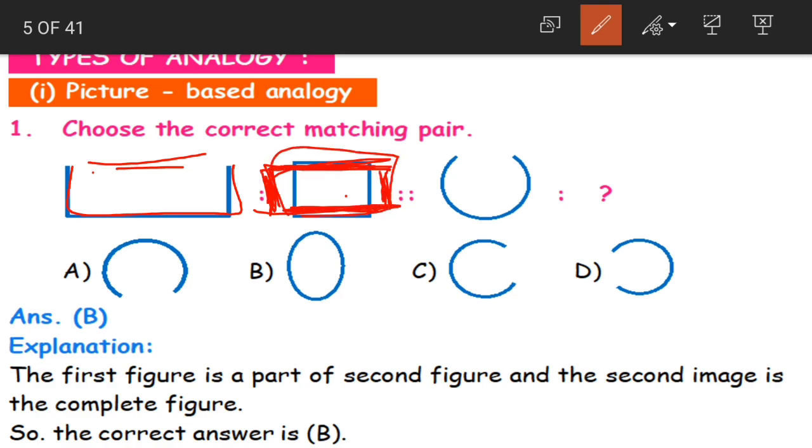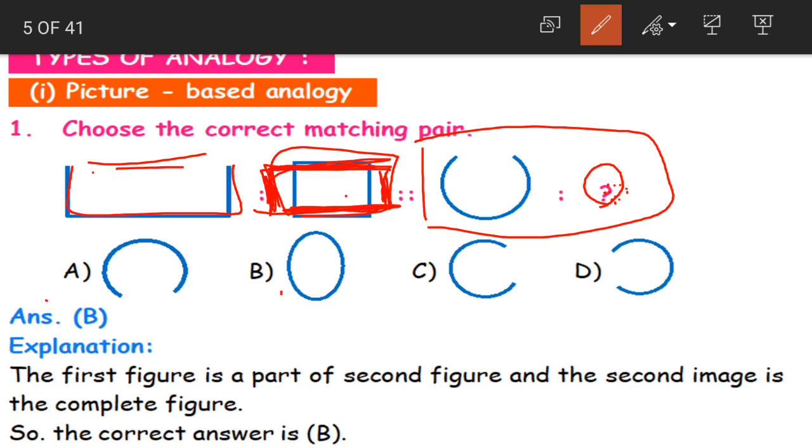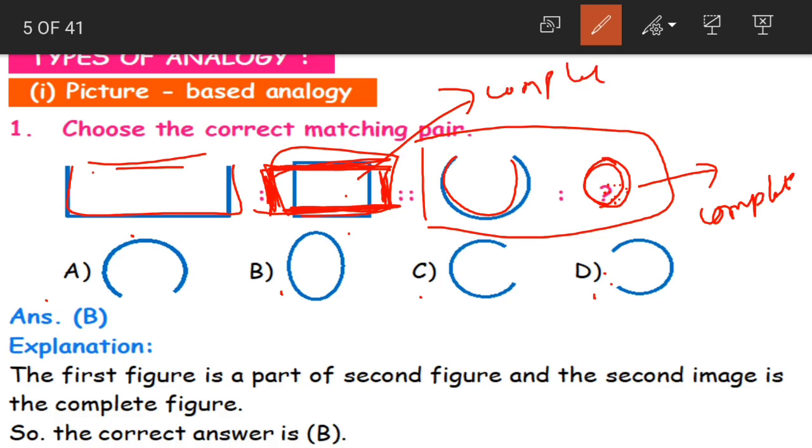In the same way, now we have to apply this relationship to our second pair. Here we have given a question mark. We have to find out which figure should be there from the given options. Yes, children, what was the relationship again? The first figure is a part of the second figure. Second figure should be a complete figure. Yes, second figure is a complete figure.